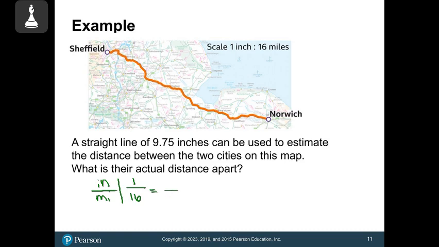What we have is 9.75 inches, and we want to find the actual distance in miles. So we don't know this one. So I'm going to set up a proportion here, and then once I have a proportion, we can solve this by cross multiplying and dividing. So if I multiply here, 1 times x is just x, and 16 times 9.75 is 157 miles. So on the scale map here, they're 9.75 inches apart. In reality, they're 157 miles apart.